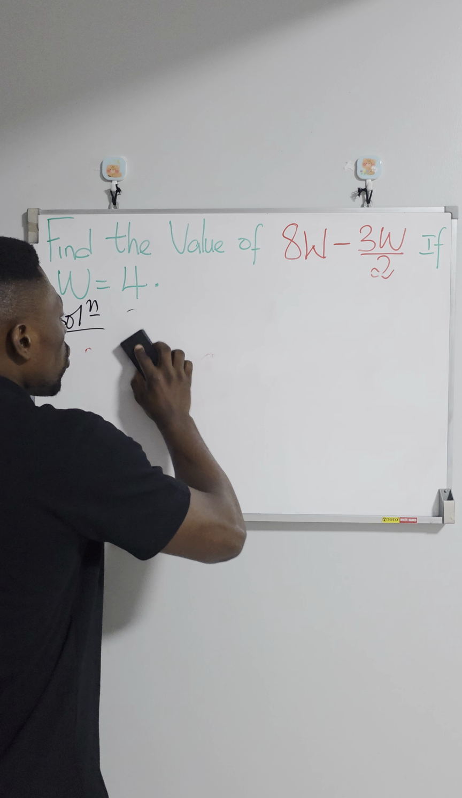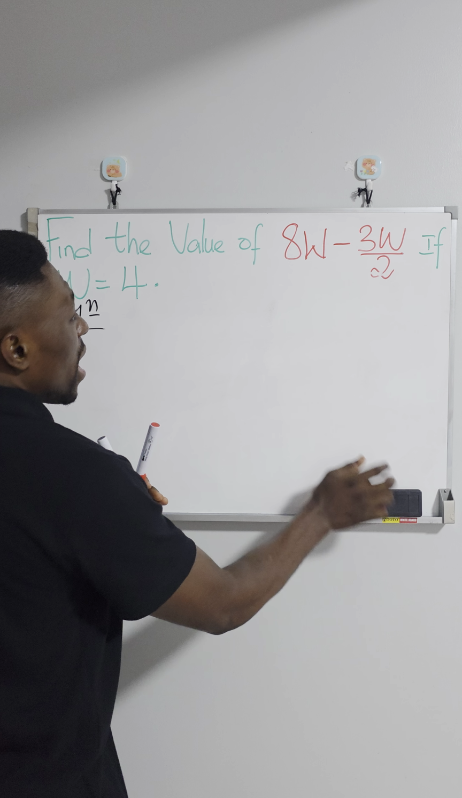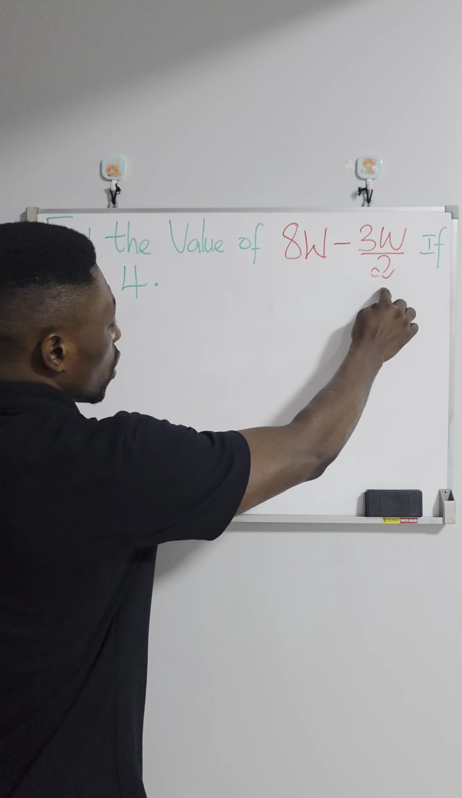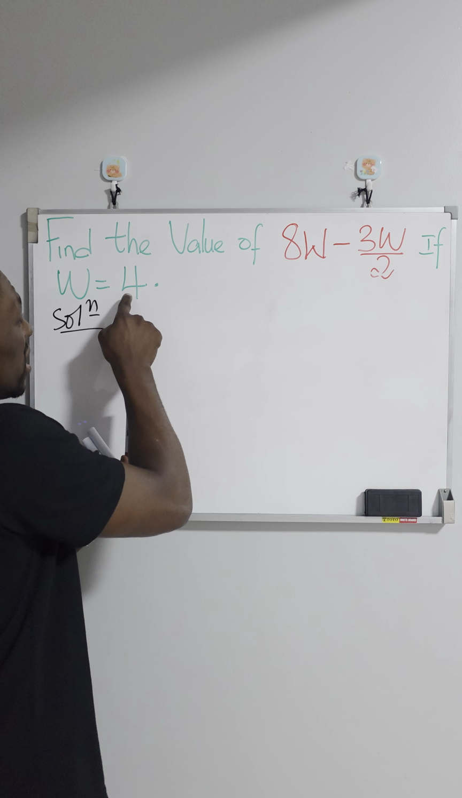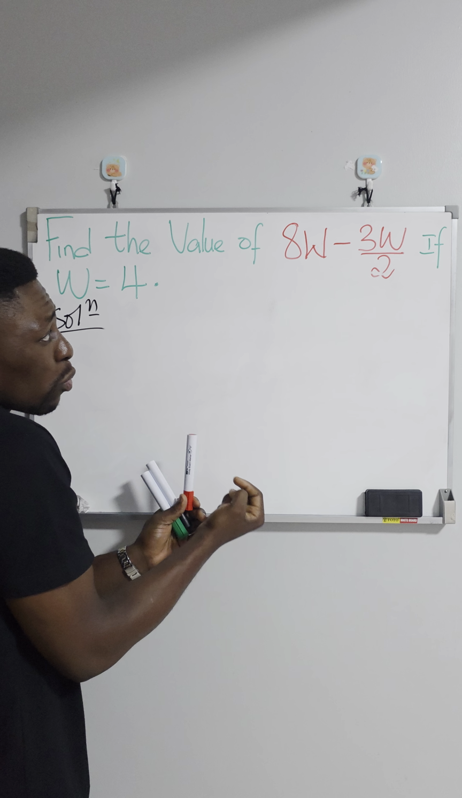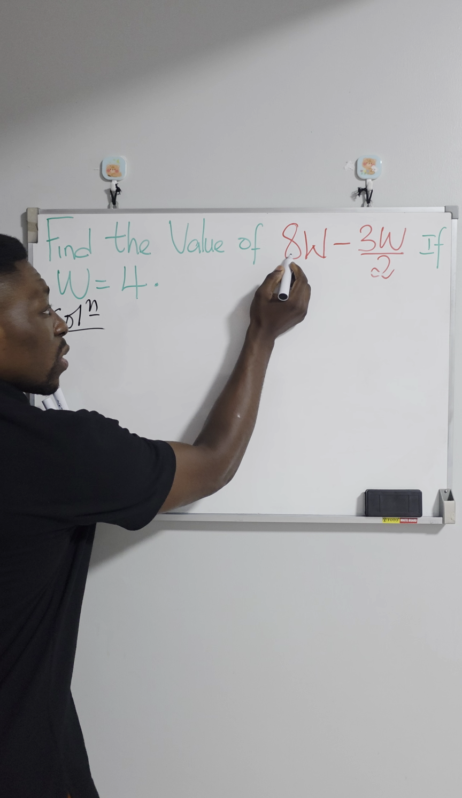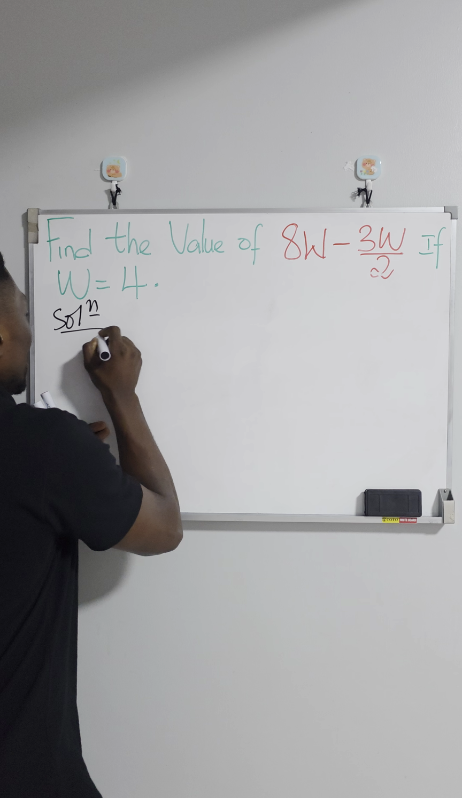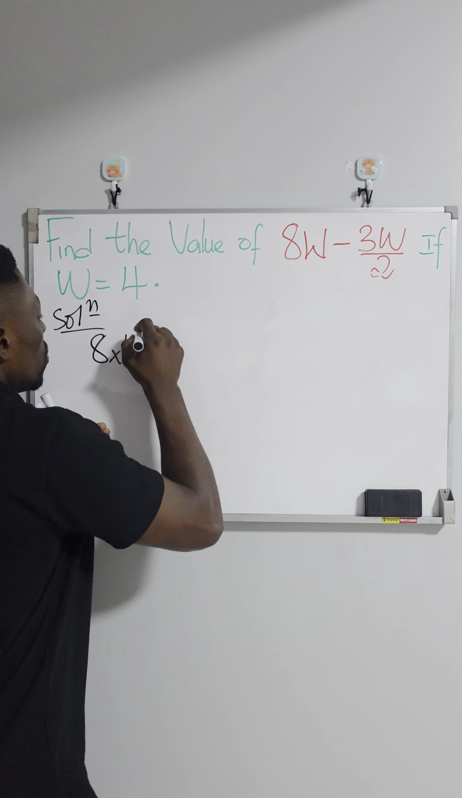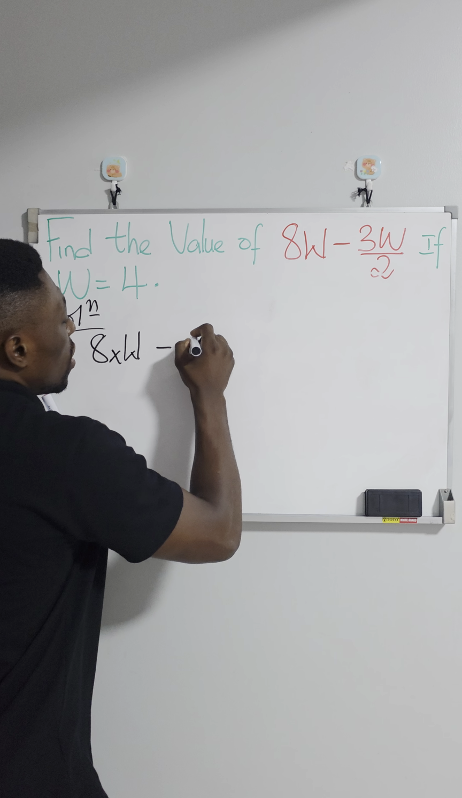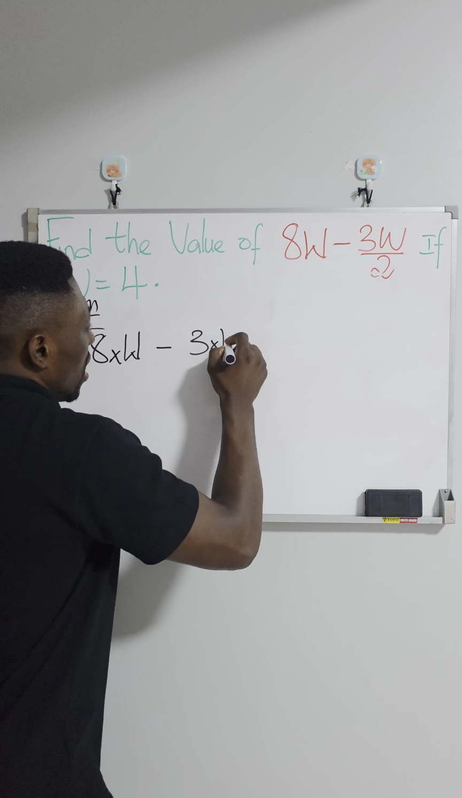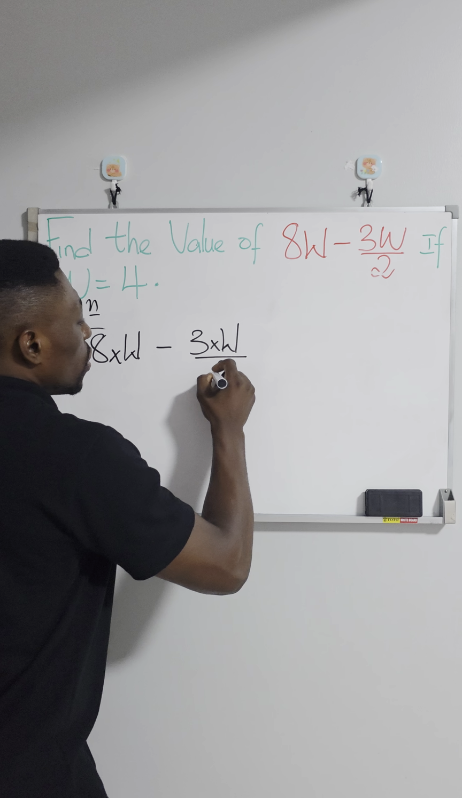So let's look at what we have right here. We have 8W minus 3W all over 2. They said W is equal to 4. If you take into account what I just said, this will mean that instead of 8W, we will have 8 times W. Now this minus 3 times W. All of this out of 2.